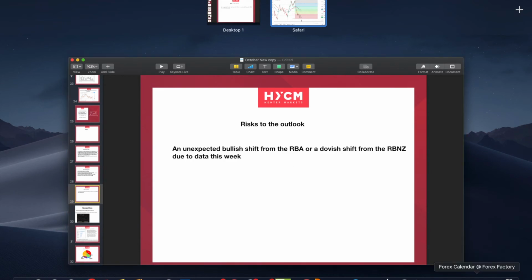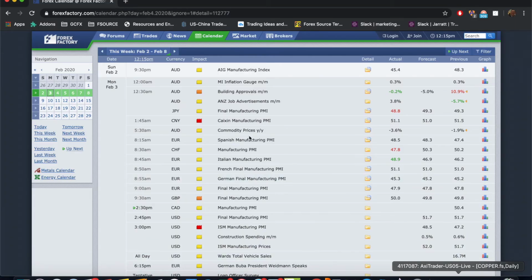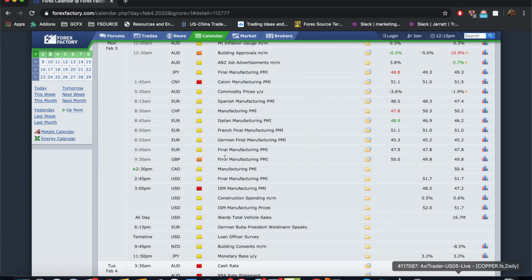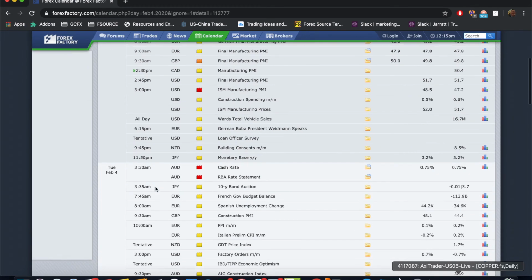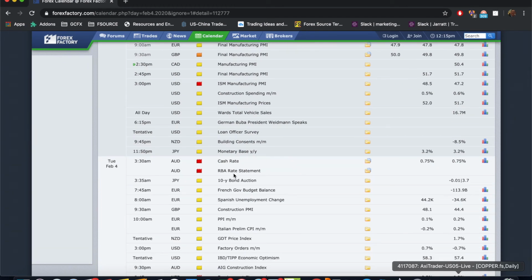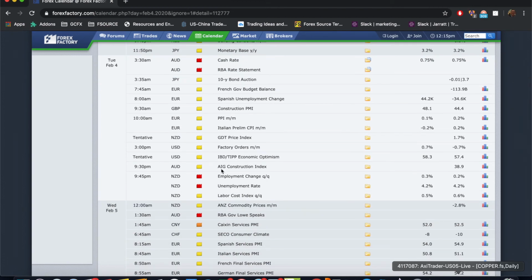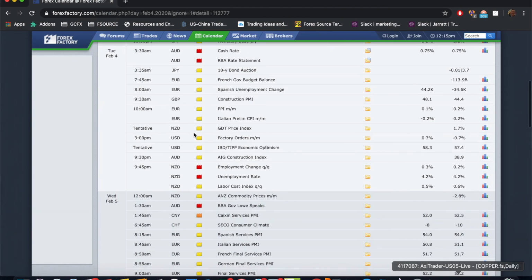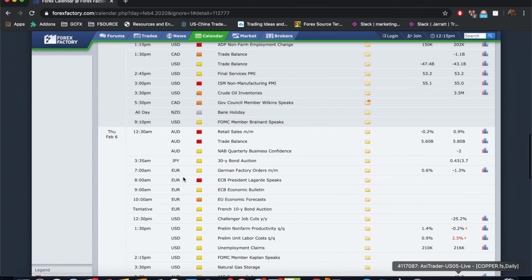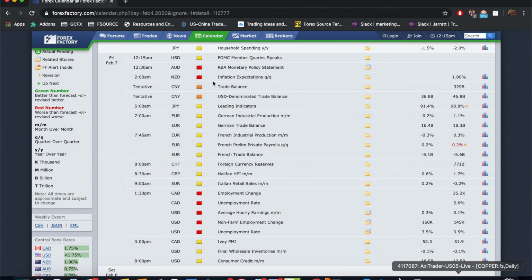Now, just a few things to look at. The first thing to look at is if there is any divergence or difference in this outlook. So February the 4th, we have the RBA rate statement. In order for this outlook to be valid, we need to continue to see dovish tones from the Australian central bank. Also, there's some key employment data and inflation data out for the New Zealand dollar on February the 4th and Friday, February the 7th.